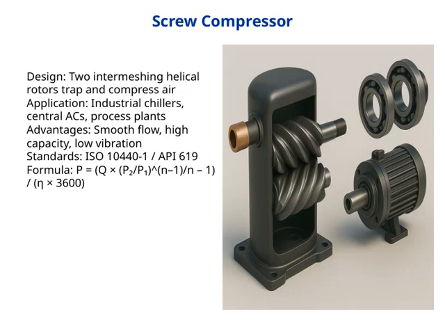Let's take a closer look at the screw compressor. Its design features 2 intermeshing helical rotors that work together to trap and compress air efficiently. This design is quite popular in various industrial applications. For example, you'll find screw compressors used in industrial chillers, central air conditioning systems, and process plants where reliable, continuous compression is essential. One of the key advantages of screw compressors is that they provide a very smooth airflow, which helps reduce pulsations and noise.